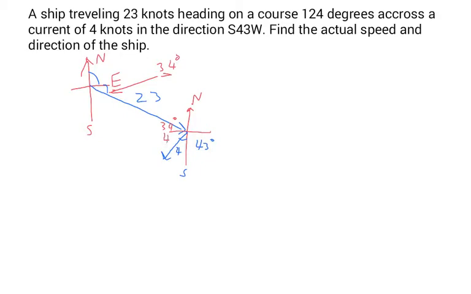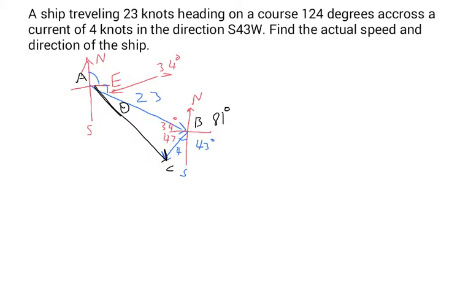This is going to be 47. So that means the whole total angle in there is 81 degrees. Now, this vector here is our resulting vector. So that is the actual speed and direction we're going to be bearing. We're going to find theta there. So we have A, B, C.